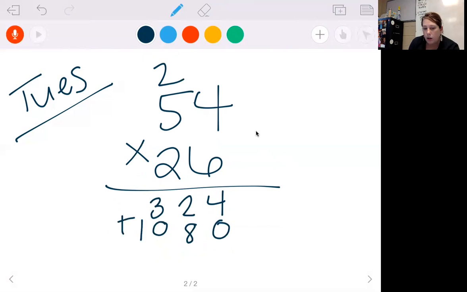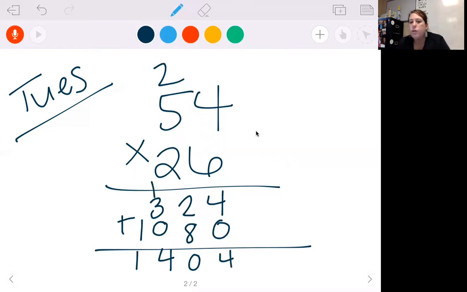So I'm going to add it all. 4 plus 0 is 4. 8 plus 2 is 10. Put a 0, carry a 1. 3 plus 1 is 4. And 1 plus 0 is 1. 1,404. I'm going to try to wait and see if it'll catch up before we move on.